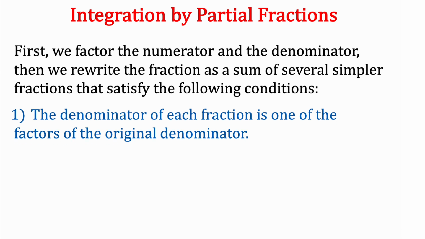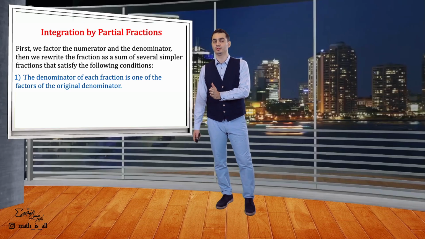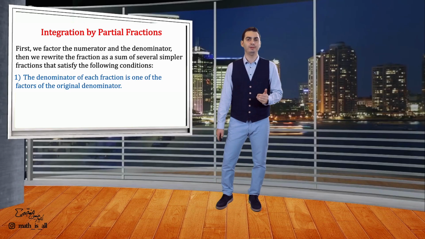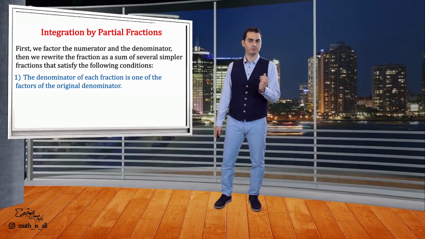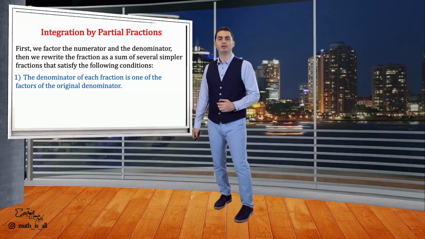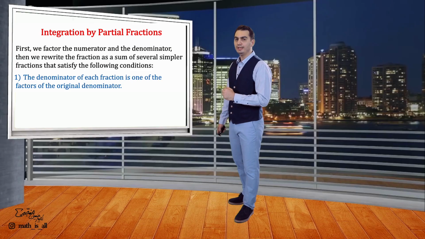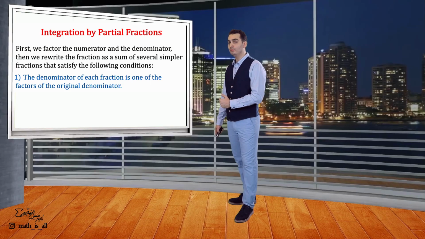It states that the denominator of each fraction is one of the factors of the original denominator. That means the denominator of each of these fractions is a factor, and I will explain them to you now. Then you can keep these notes for yourselves. You will look at the solutions to my examples and check whether these characteristics I am describing are present in them or not. So, 1. The denominator of each of these fractions must be one of the factors of the original denominator.